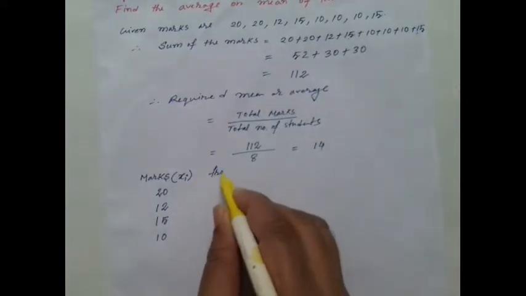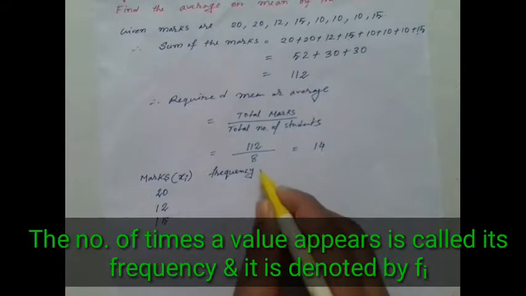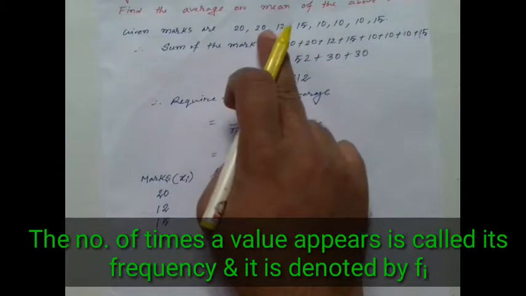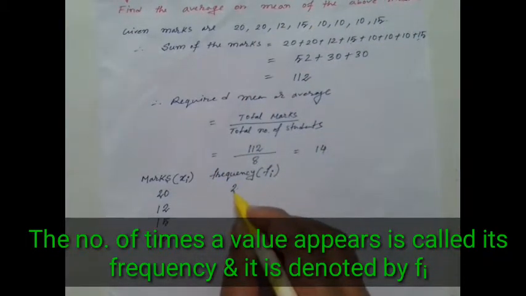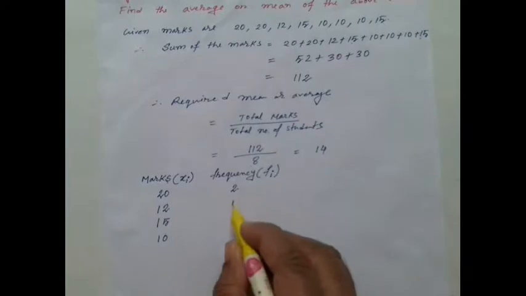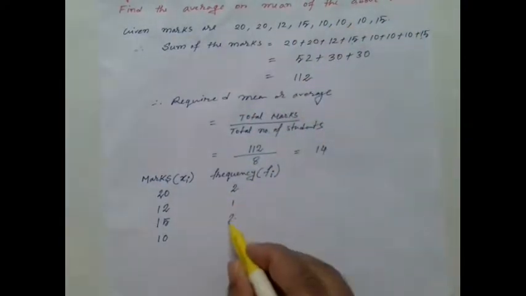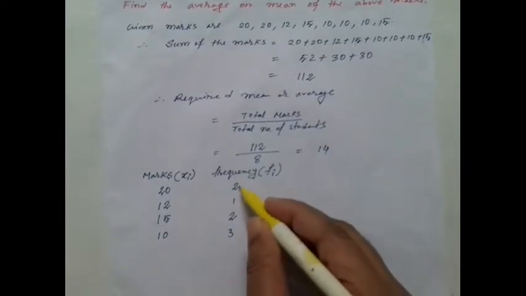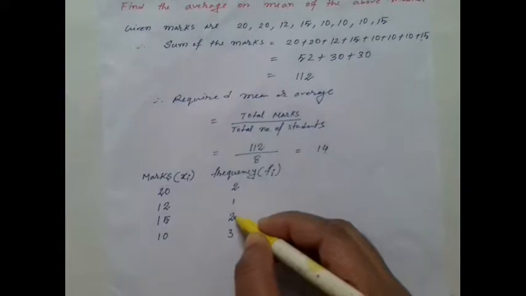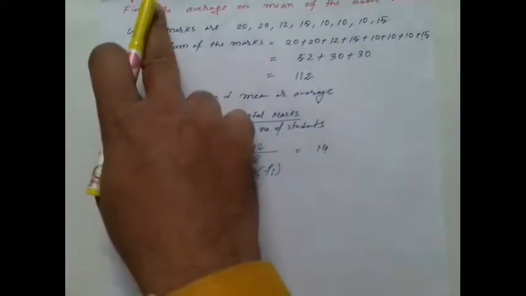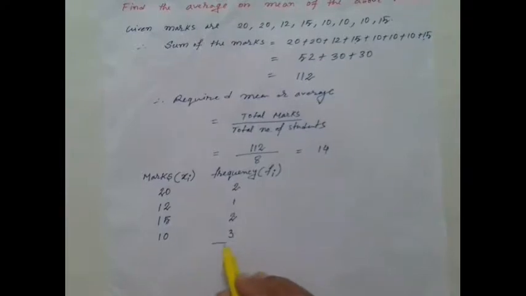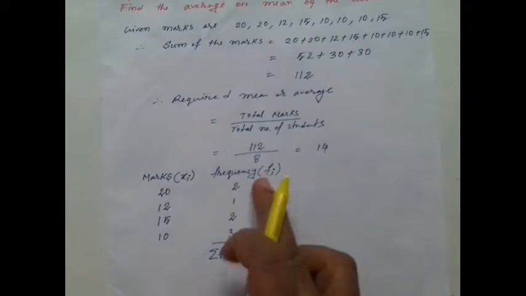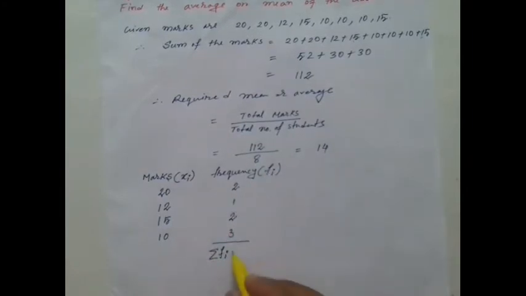And now we have to write frequency. Frequency we denote by fi. Frequency means how many times 20 appears. Only 2 times, so the frequency is 2. 12 only 1. 15 appears 2 times and 10 appears 3 times. You can see that the total frequency, if we add all of these, 2 plus 1 is 3, 3 plus 2 is 5, 5 plus 3 is 8, is equal to the total number of students. It is denoted by summation fi. Summation means we add all the values of frequency. Summation fi is equal to 8.